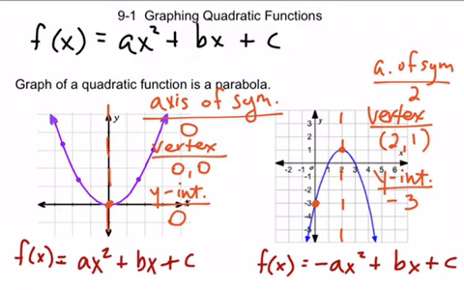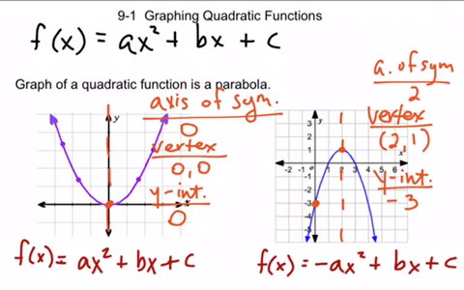So the axis of symmetry is going to pass through 2 on the x-axis. Then, for our vertex, the vertex is located at 2, positive 1. So our ordered pair for the vertex is located at 2, 1. All right, then for the y-intercept. Now the y-intercept on this one is going to pass through -3 on the y-axis.